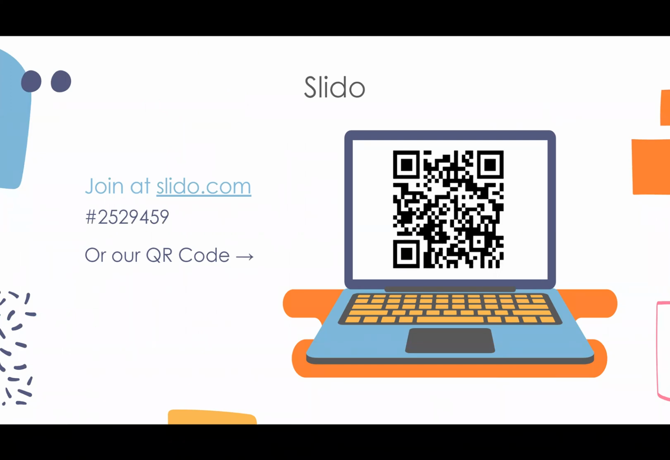Okay, so we do have a Slido that you can scan to interact with some of the questions that we will be asking. Please feel free to scan the QR code, or you can go to slido.com and type in the code that is listed right underneath the link. We might give you a couple of minutes for that.